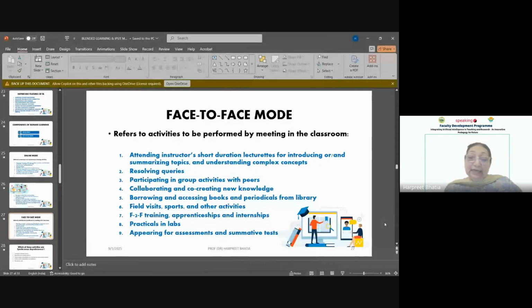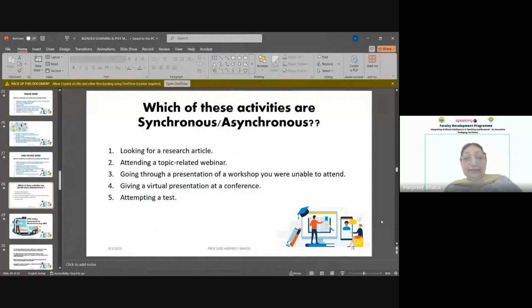Field visits, and sports is an important activity. Although we may say it is not part of academics, sports plays a very important role in enhancing cognitive functioning. Then face-to-face training, apprenticeships, internships, practicals, because without practicals and hands-on learning, just learning theoretical material is of no use. Appearing for tests and assessments.